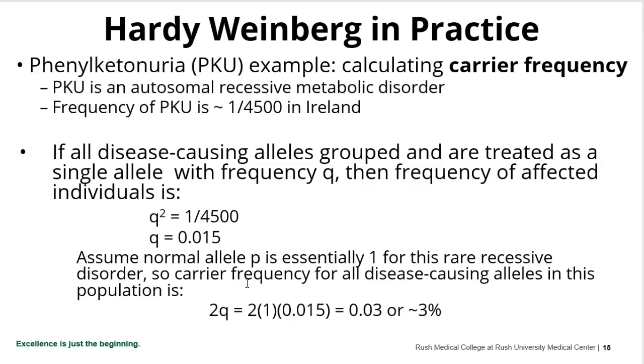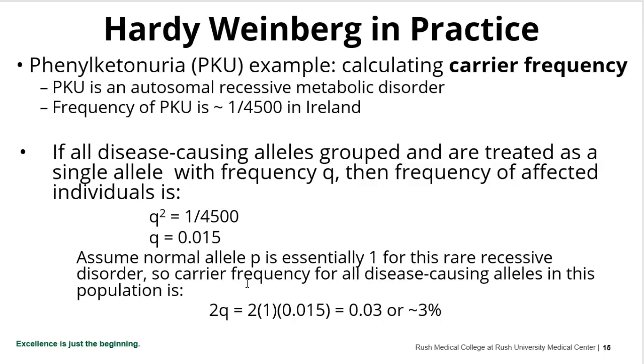So let's talk about an autosomal recessive disorder, phenylketonuria, or PKU, which we're going to learn about in the next section. But this is a metabolic disorder. It's a super rare autosomal recessive disorder. I could call it anything I want. It doesn't matter as long as I tell you it's recessive. And the frequency of PKU in Ireland is 1 in 4,500. So what is that? I just gave you what q squared is. If all disease-causing alleles are grouped and treated as a single allele with a frequency of q, then the frequency of affected individuals, q squared, is 1 in 4,500, and q is 0.015.